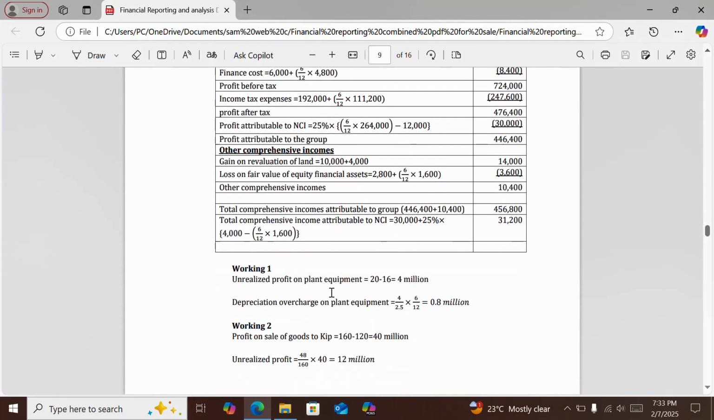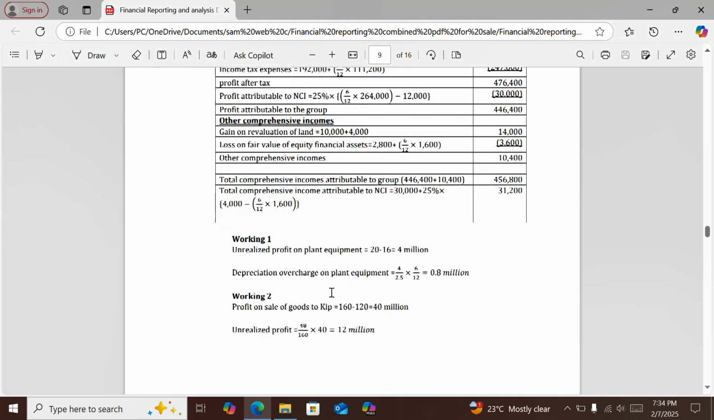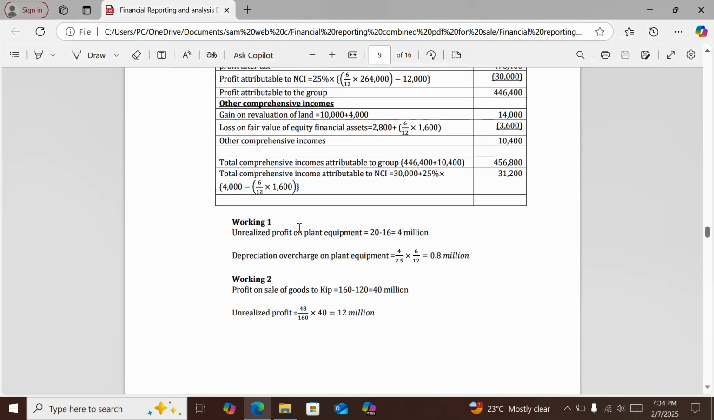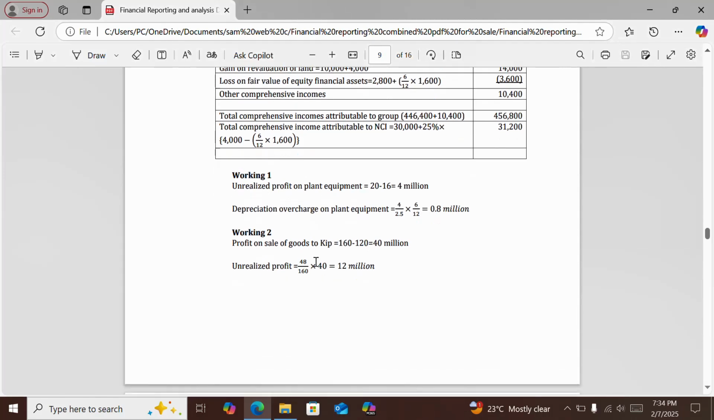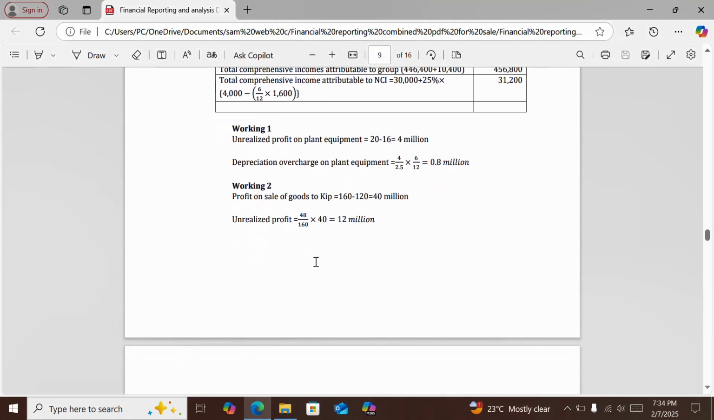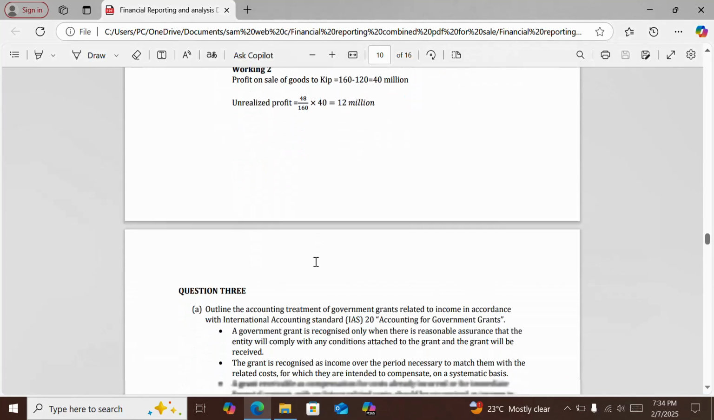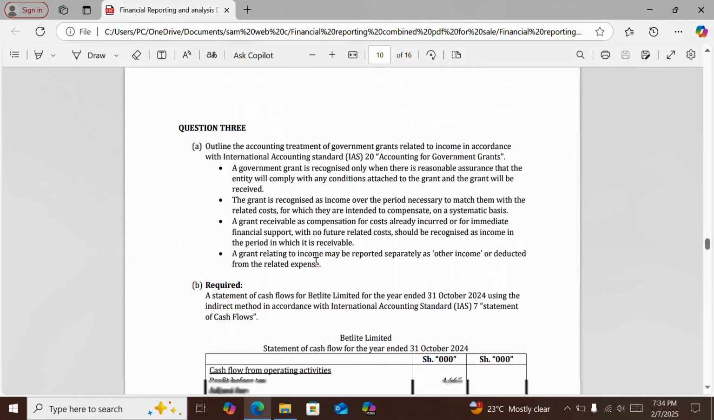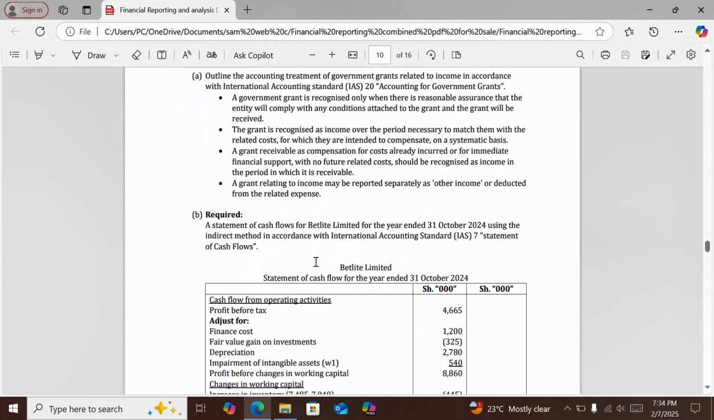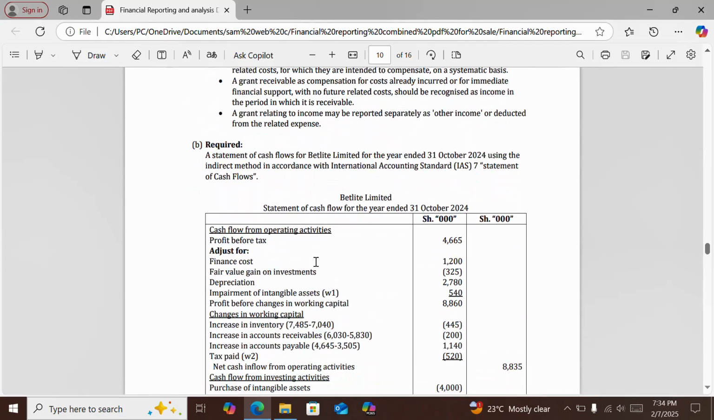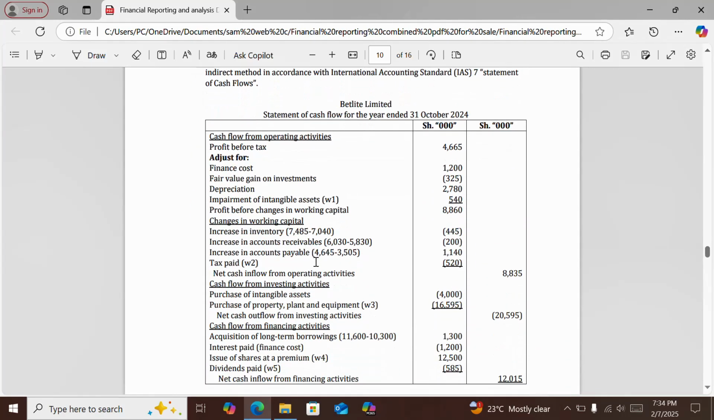Then we have a working there for unrealized profit, depreciation overcharge. This is unrealized profit on plant equipment, depreciation overcharge on plant equipment, and working two for unrealized profit on sale of goods. Then question three, accounting for government grants. And then we have part B, the statement of cash flow of Petrite Limited.